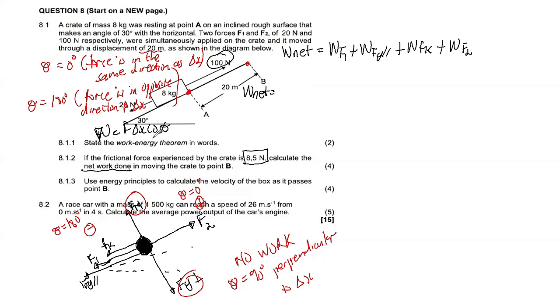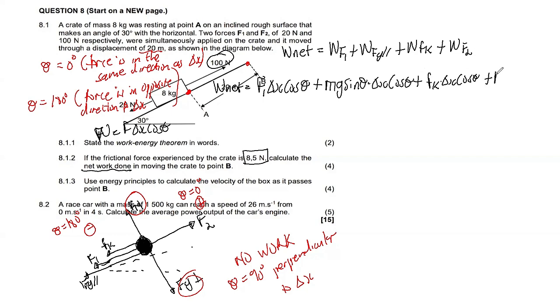and then let's write all these forces here. Because it's going to be a long one, let me just write it from here. Work done by F1, that will be F1 delta X cos theta, plus work done by FG parallel. We know that FG parallel breaks down to mg sine theta and then delta X cos theta, right? Then work done by FK, that's your FK delta X and then cos theta. And then work done by F2, that's your F2 delta X cos theta, right? So all these forces will be representing our W net.